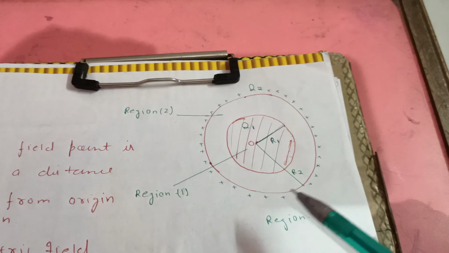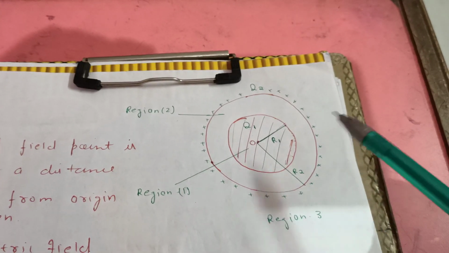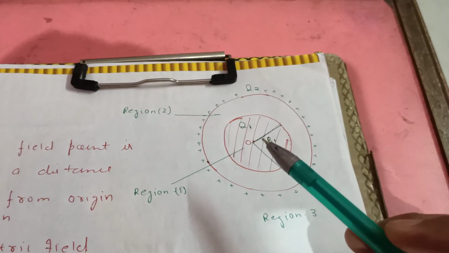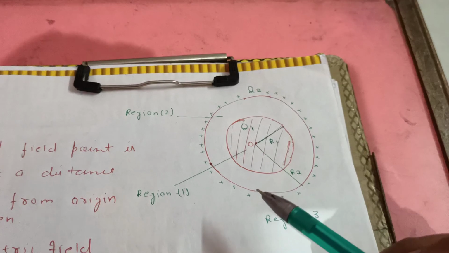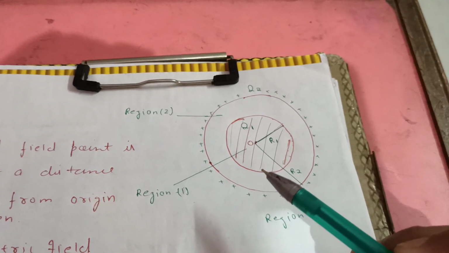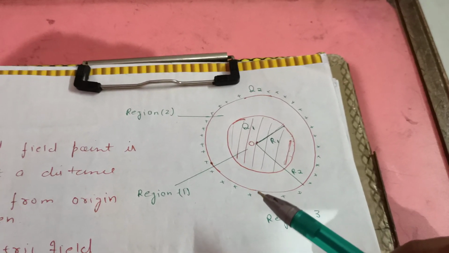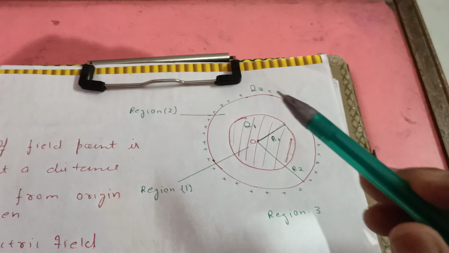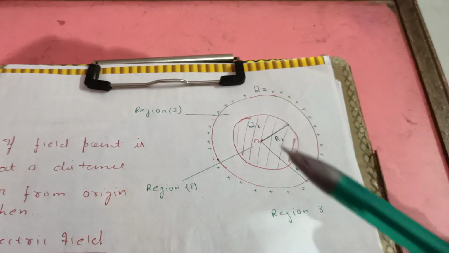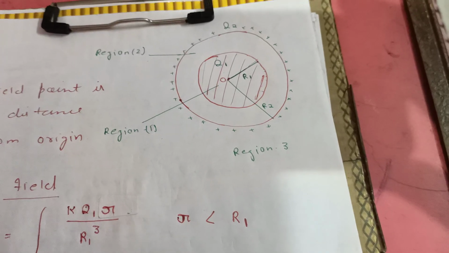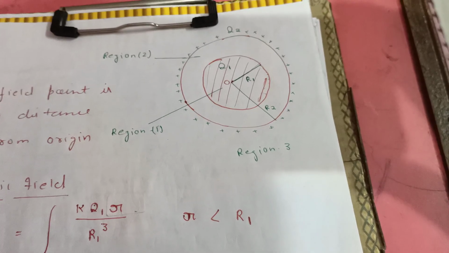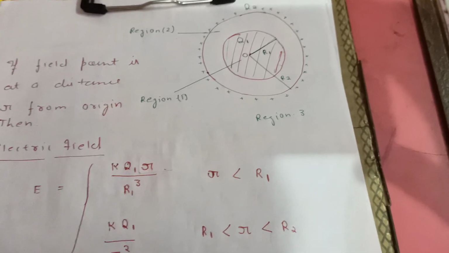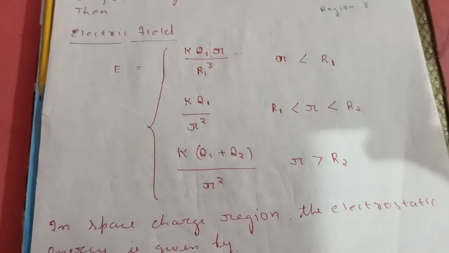This whole space can be divided into three regions. One is inside this non-conducting sphere, which is termed as region 1, and second is in between this non-conducting sphere and the spherical shell, which is termed as region 2, and the third one is outside this shell, which is termed as region 3. To calculate the electrostatic potential energy of this space, we require the electric field of all the three regions separately.